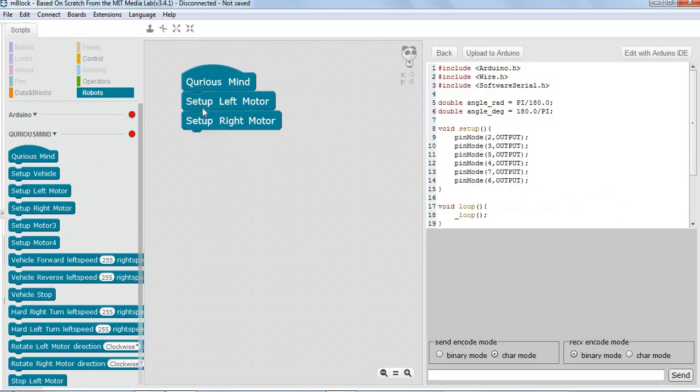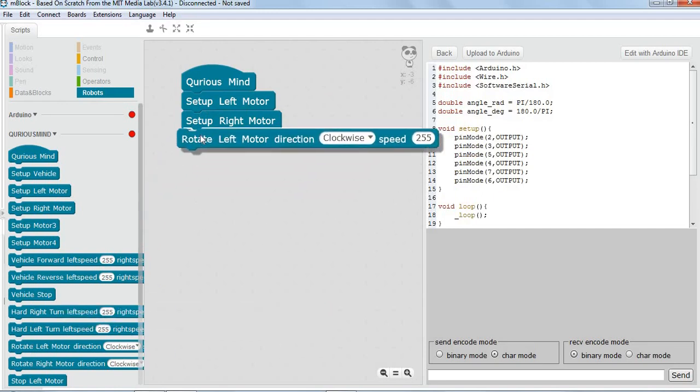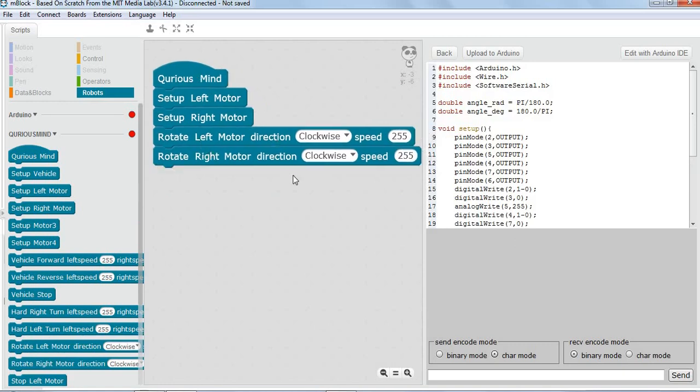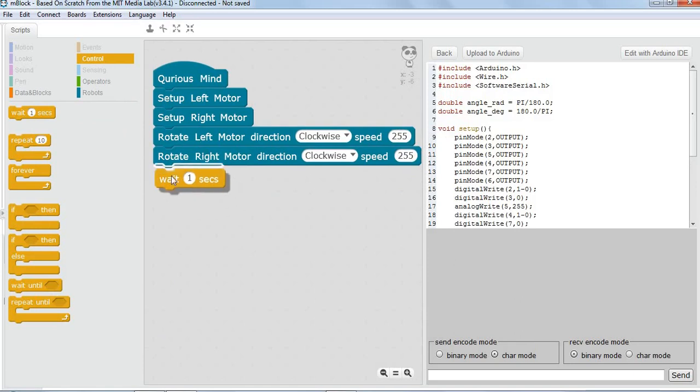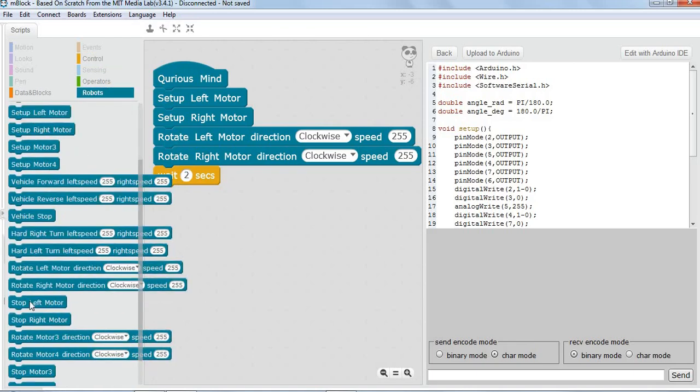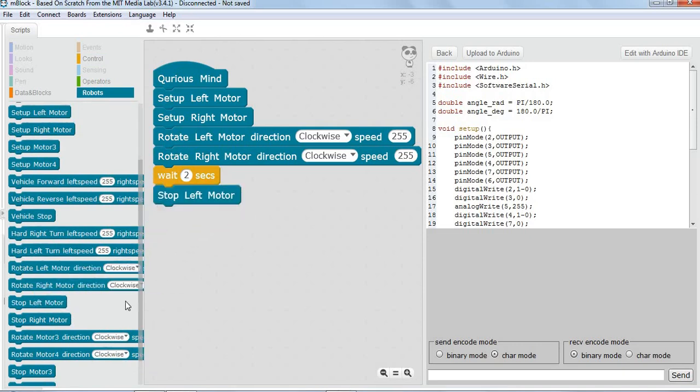So to set up motor, I will use left motor and right motor. So going by that, what we'll need to do is rotate left motor and rotate right motor. That should rotate both motors together, correct? Then I should wait for a certain time so that I allow the vehicle to go forward, maybe for let's say 2 seconds. And finally, instead of using vehicle stop to stop the vehicle, we will use stop left motor and stop right motor. They should work, isn't it?